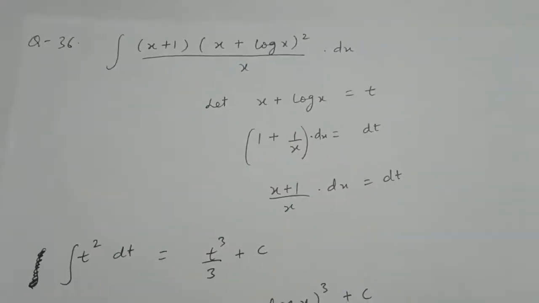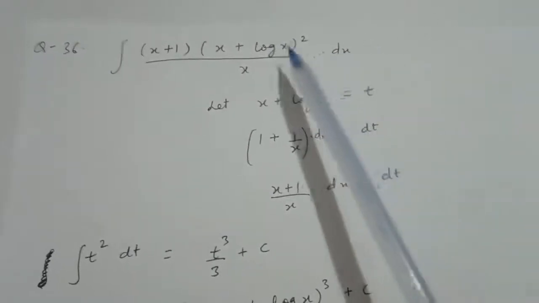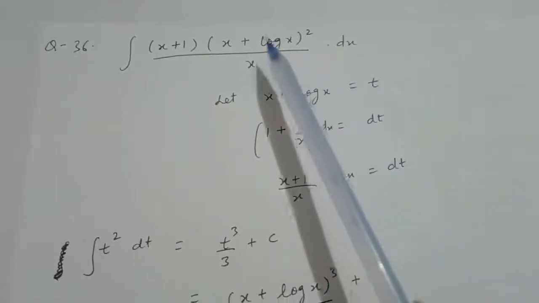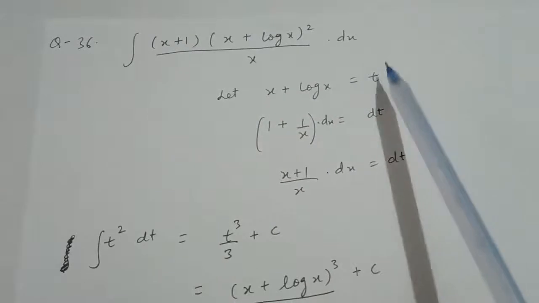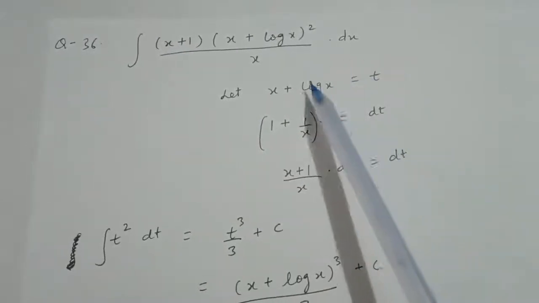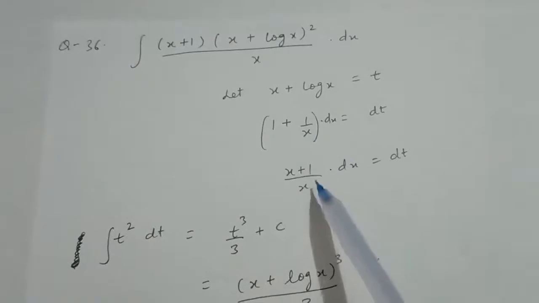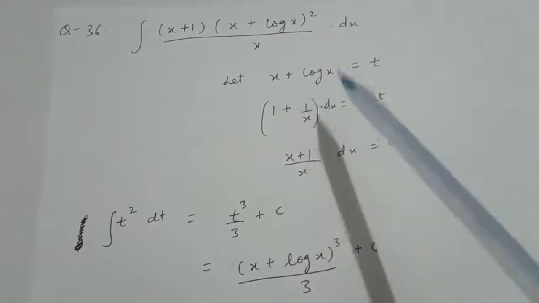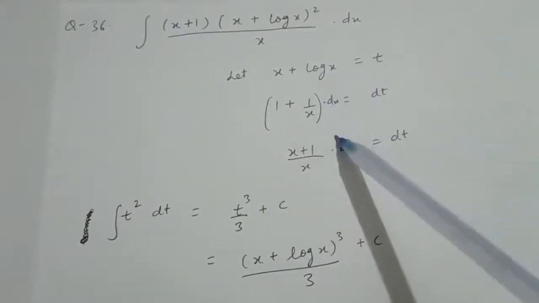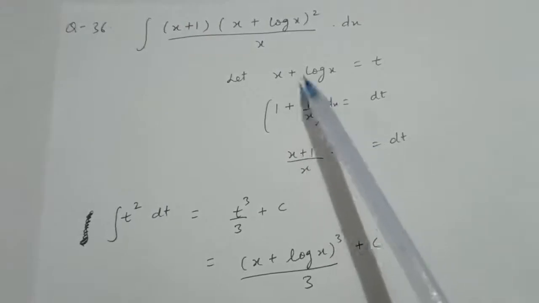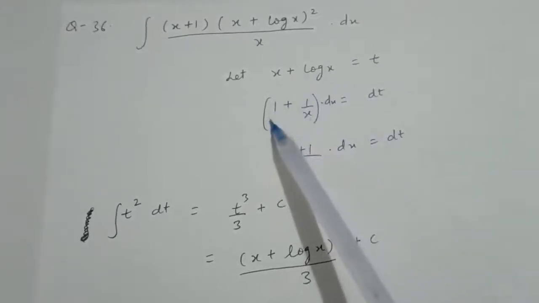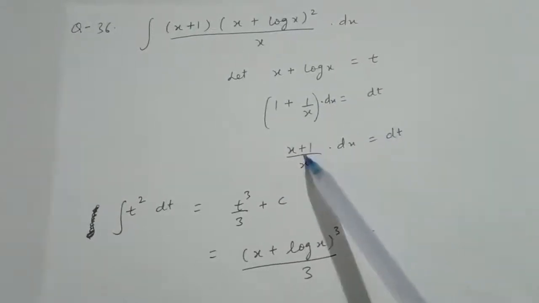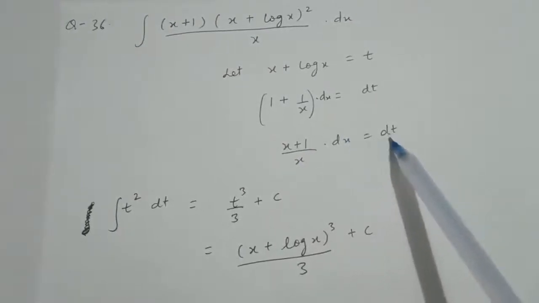36th is integral of x plus 1 into x plus log x whole square upon x into dx. So I have told you also that take this x plus log x as equal to t. Why? Because when you will derivate this, it will give you x plus 1 upon x, which lies in the integrand. And you will get to know what is to be taken as t according to your practice, right? Now derivate both the sides. So derivative of x is 1 and derivative of log x is 1 by x into dx equal to dt. So x plus 1 upon x into dx is equal to dt.